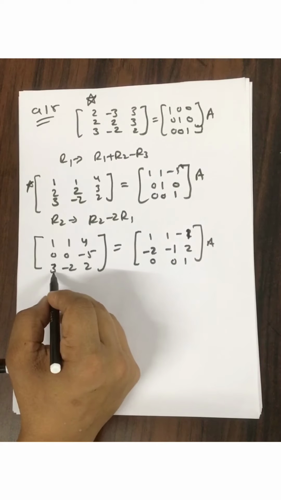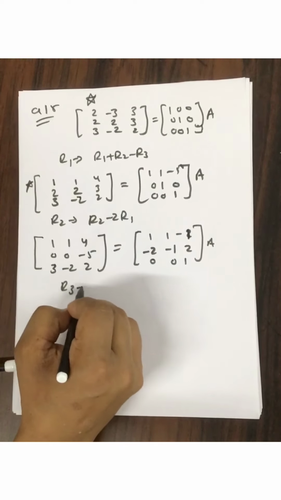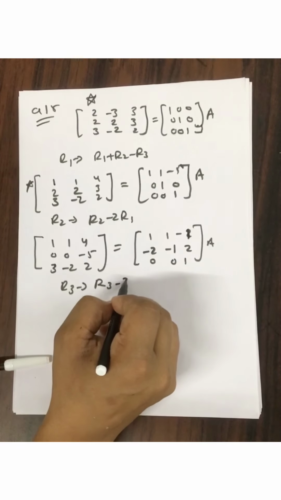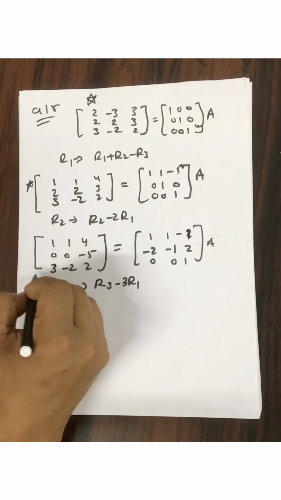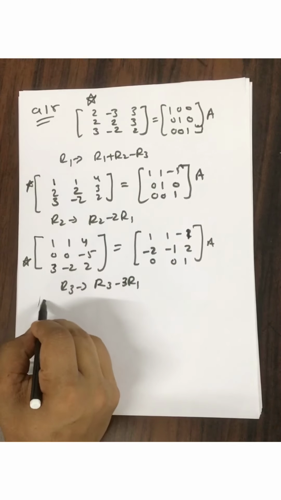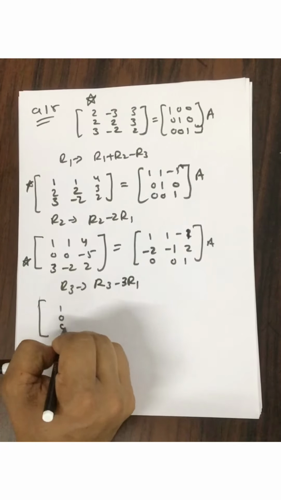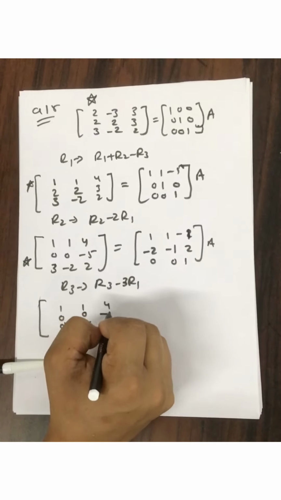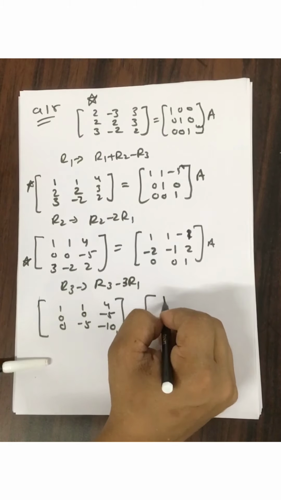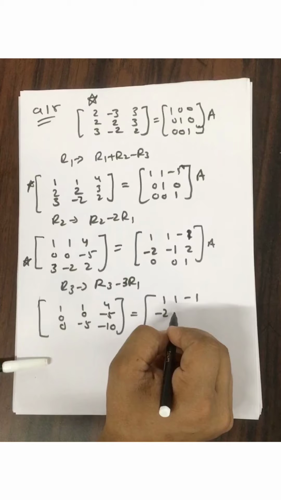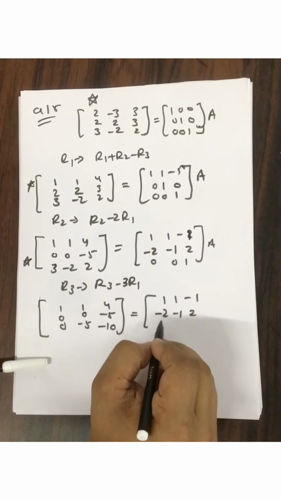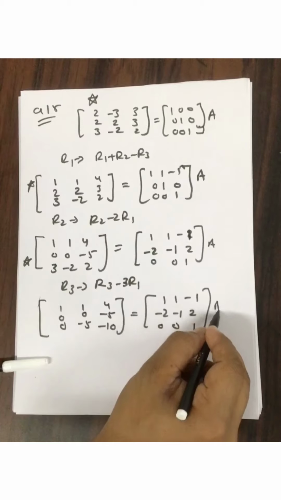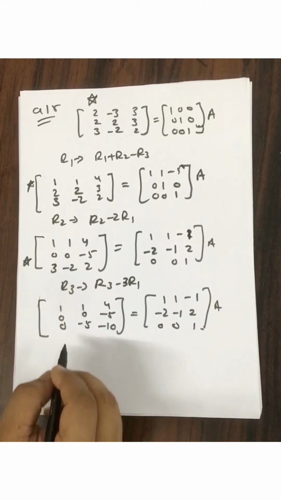Next step, how to get this 0? So in R3 we can do R3 minus 3 R1. See, we are doing it from the left hand side. Okay. So what happens? This comes 1, 0, 0, 1, 0 minus 5. See, I am just using mental calculation. It's very simple. This will remain 1, 1 minus 1. You have to just use one row. That's it. Subtract 0, 0, 1. That's it. Got it?